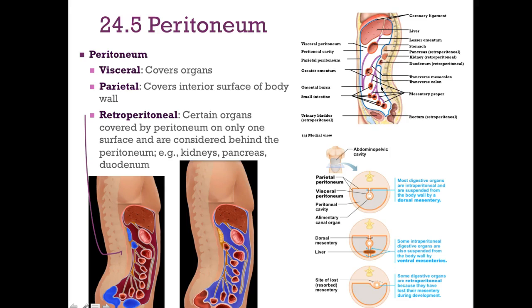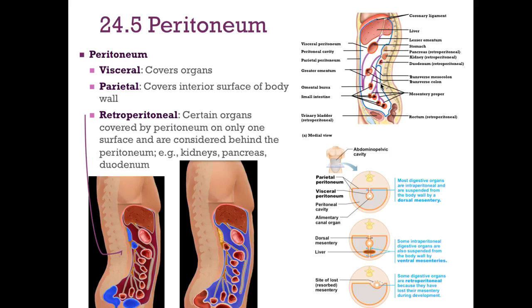And then we have structures that are retroperitoneal. If you think of the word retro, it means like backward, right? So these are all structures that we are going to find behind the peritoneum that we see in the blue here. So that would include your pancreas, kidney, and a portion of the duodenum.